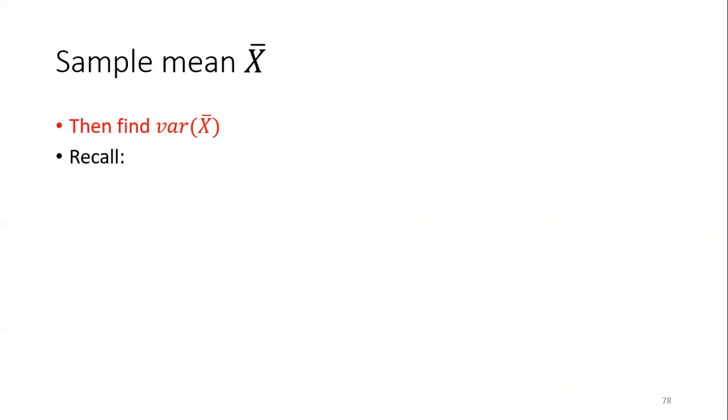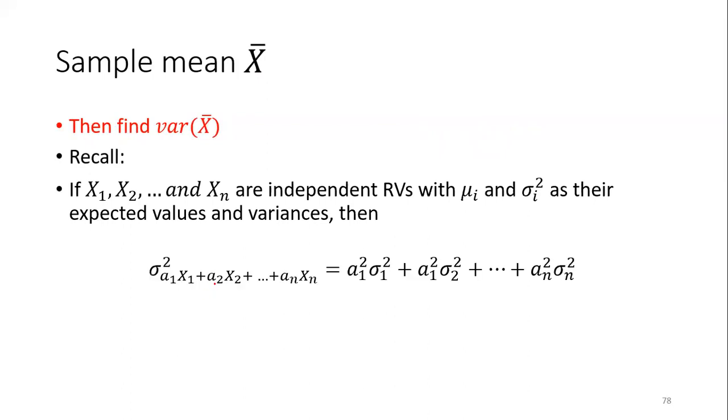So how about the variance of x bar? Again, from your probability course, remember that the variance of a1 x1 plus a2 x2 ... an xn is equal to a1 square times the variance sigma1 square, plus a2 square sigma2 square, and so on and so forth. So remember what is x bar? X bar is equal to x1 ... xn divided by n, which is equal to x1 over n plus ... xn divided by n.